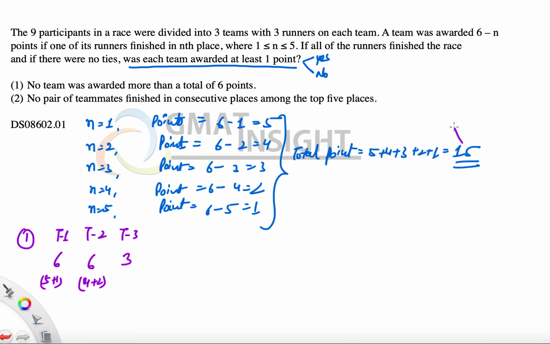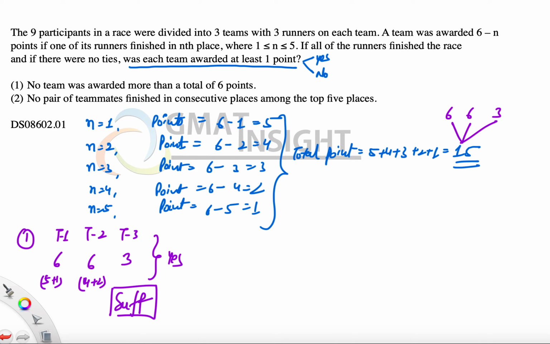Anyway, if 15 is distributed among 3 parts in which none of the parts is greater than 6, even if we take 2 parts to be 6, the third part has to be minimum 3. So every team is getting a minimum of 3 points, which this statement ensures. That means we are answering the question as definitely yes, because every team is getting at least 1 point. In fact, every team is getting at least 3 points. So the first statement is definitely sufficient to answer the question.